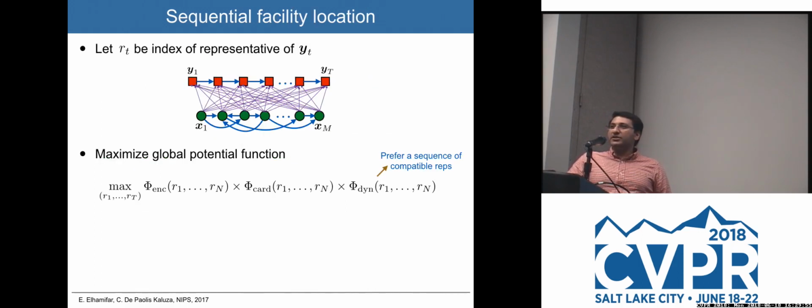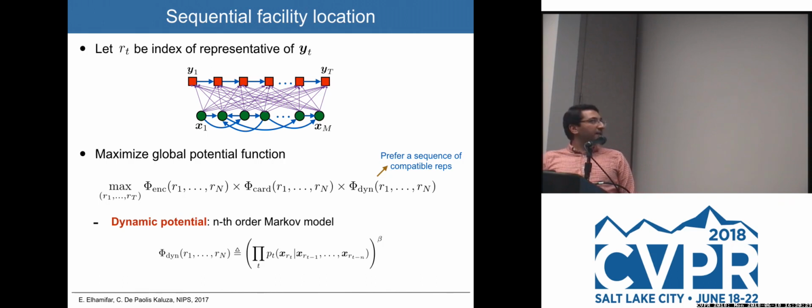So how can we achieve this notion of dynamic compatibility? I'm going to build on the potential function that I defined in the previous part, which was a product of an encoding potential and a cardinality potential. Now I'm going to multiply it by a new potential function, which I call a dynamic potential, right? And that's going to measure the compatibility of the sequences of representatives, y1 up to yn.